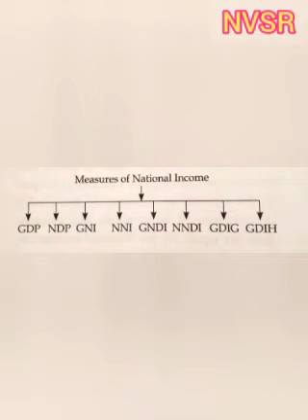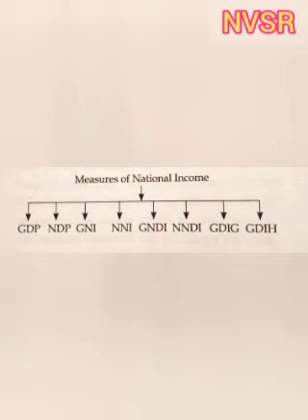GVA at factor cost. The value of gross value addition made excluding the production tax less production subsidy is called GVA at factor cost. It is output minus intermediate consumption minus the production taxes minus production subsidies. GVA at factor cost is equal to GVA at basic price minus production taxes minus production subsidies.